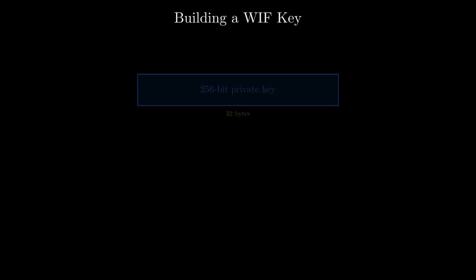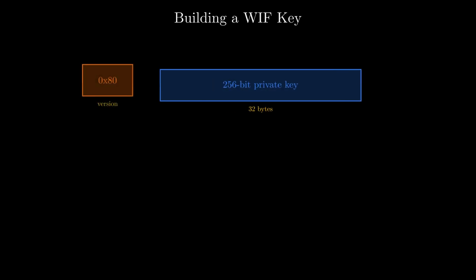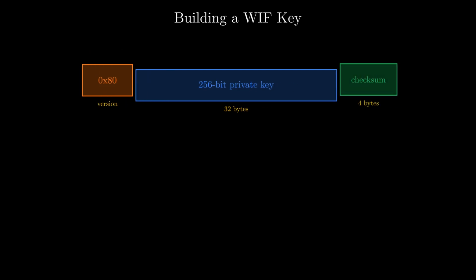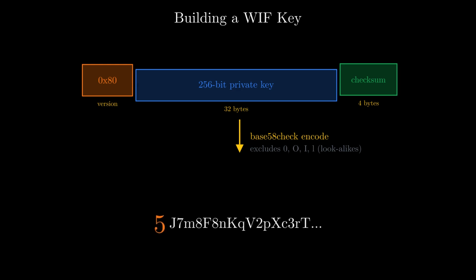Let's build WIF from scratch. Take the raw 256-bit key, prepend a version byte, 0x80, and that marks it as a Bitcoin private key. Append a 4-byte checksum, computed by hashing the result twice with SHA-256 and taking the first 4 bytes. That checksum catches typos. Encode the whole package in base 58 check, an alphabet that excludes lookalike characters like 0 and capital O. The output always begins with the character 5. So anytime you see a key starting with 5, you're looking at a WIF-encoded private key destined for uncompressed public keys.